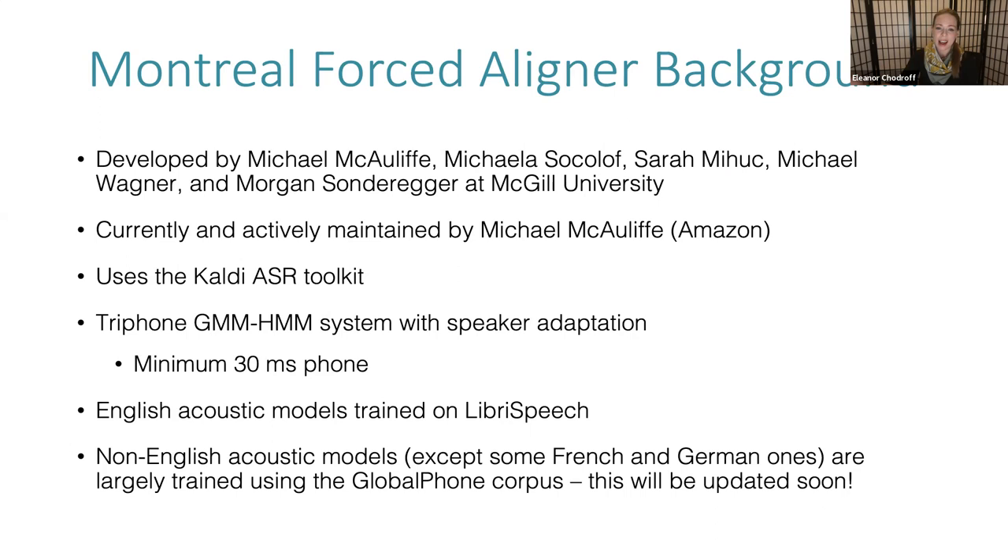It does use the Kaldi ASR toolkit. So it is using the same tools that are used in some of the state-of-the-art automatic speech recognition systems. Kaldi is a set of lots of algorithms that are useful for performing automatic speech recognition. And the Montreal Forced Aligner picks and chooses from some of those algorithms to build a recipe that is pretty good at doing what we want it to do, which is getting boundaries for speech segments. So it uses a triphone GMM-HMM system.